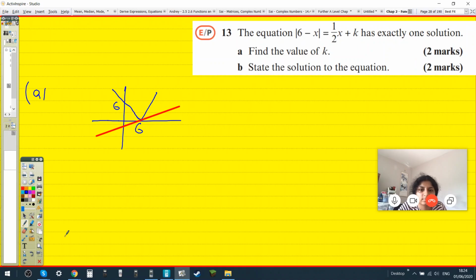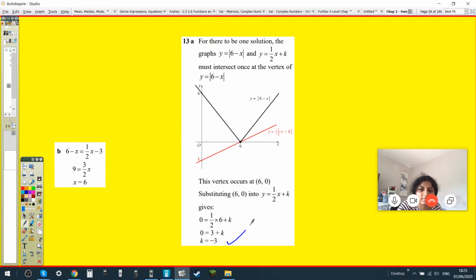So how can you use that? It goes through 6, 0, so that's when x is equal to 6. So you can just substitute x is equal to 6, and then k is equal to -3. So k equals -3. State the solution to the equation. x is 6. So k is -3, and x is 6. Yep. Any questions about that? Not really.